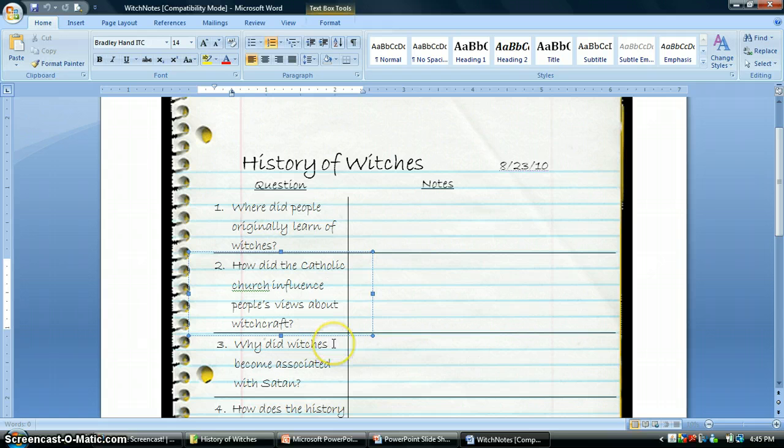The third question is, how did witches become associated with Satan? When is it that that relationship began? Witches and Satan weren't always linked together in doing these evil deeds. They eventually became closer related later on.